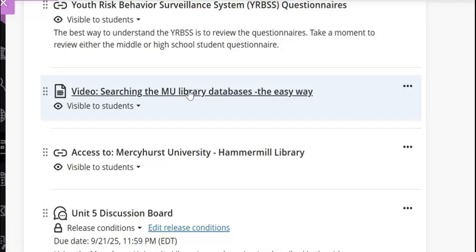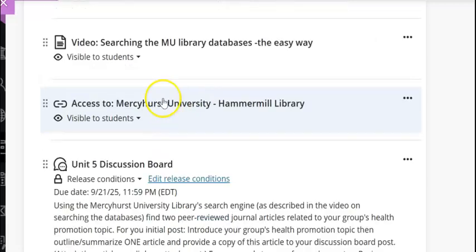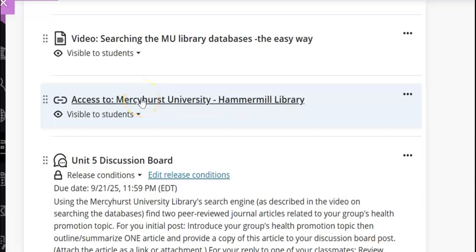So sometimes if our search terms are just so global, we have 48,000 or 400,000 results. So we have to narrow our searches oftentimes, but there are easy ways to do it. And I will go over this. And then the next is just accessing. If you click on here, you get right to the Mercyhurst University library, the Hammermill Library.